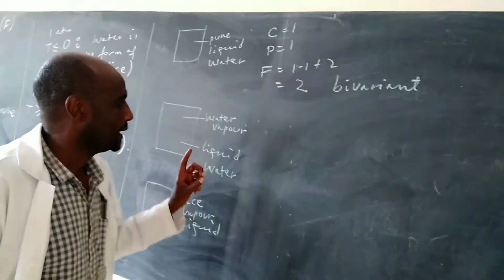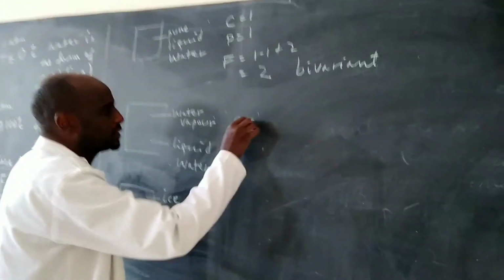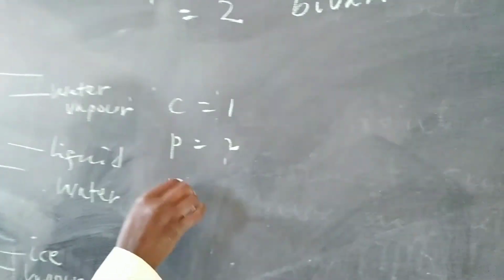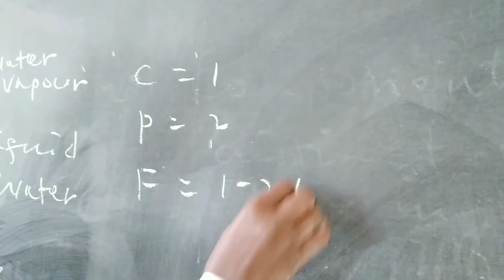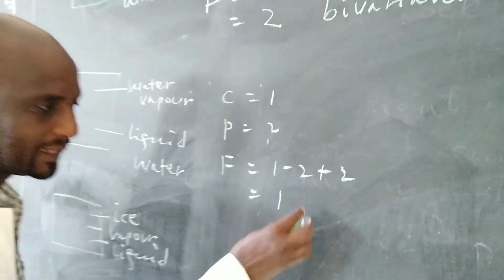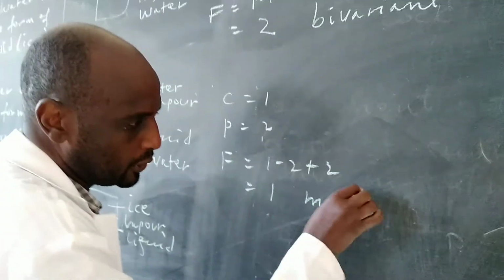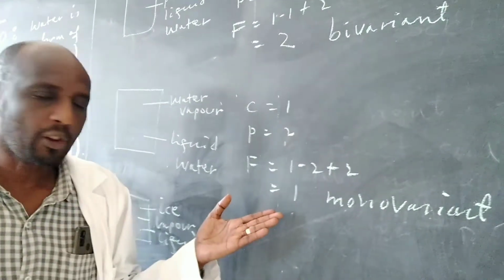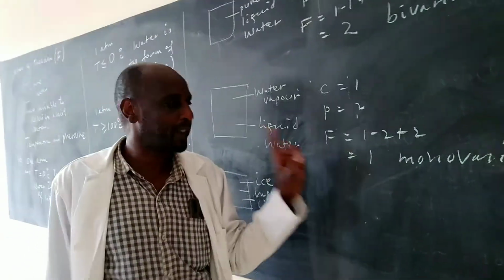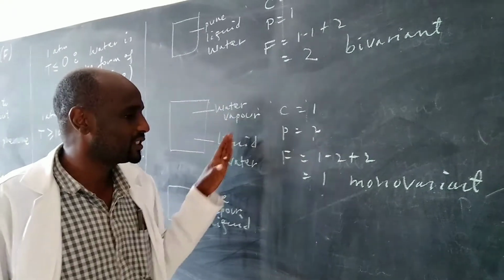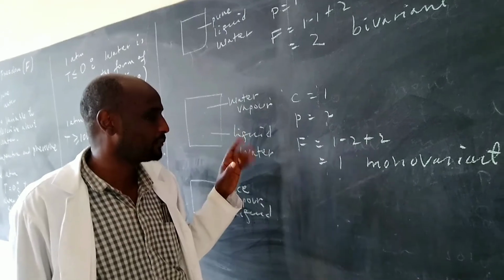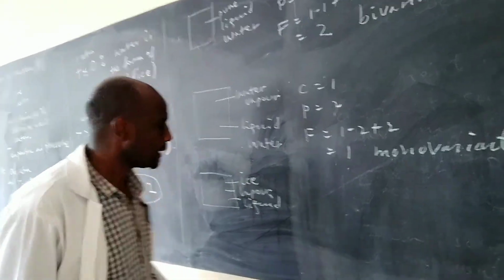Here, the component is 1, the phase is 2, the degree of freedom is equal to 1 minus 2 plus 2, that is 1. That is monovariant. Monovariant means we need to know either temperature or pressure to talk about this equilibrium. The water vapor and the liquid form are at equilibrium.